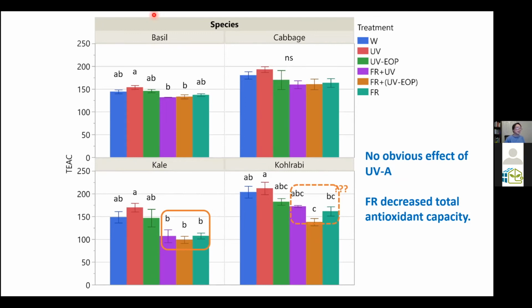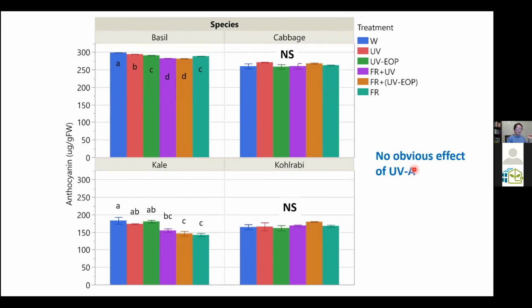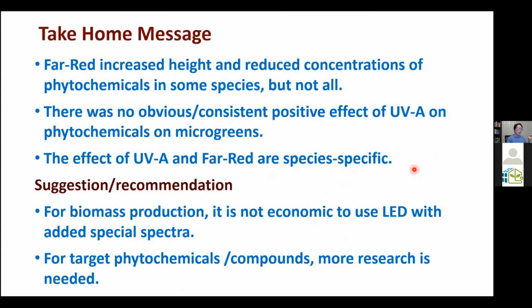And for the total antioxidant capacity, we did see the far red effect that is lower in kale, and in kohlrabi it seems so, but there were no significant differences between these two treatments. Anyway, the conclusion is that there is no consistent effect of UVA on increasing nutritional quality. So the take-home message from these microgreen studies, although we repeated it many times, is that we just didn't see any consistent trend. We would say far red increases the height and reduces the concentration of phytochemicals in some species, but not all. And for UVA, there was no obvious or consistent positive effect on enhancing phytochemicals for microgreens.